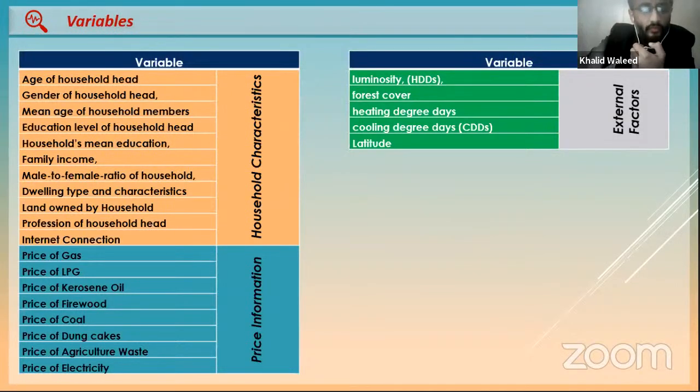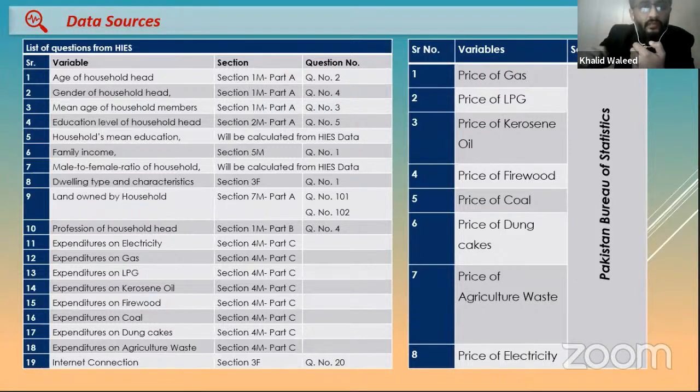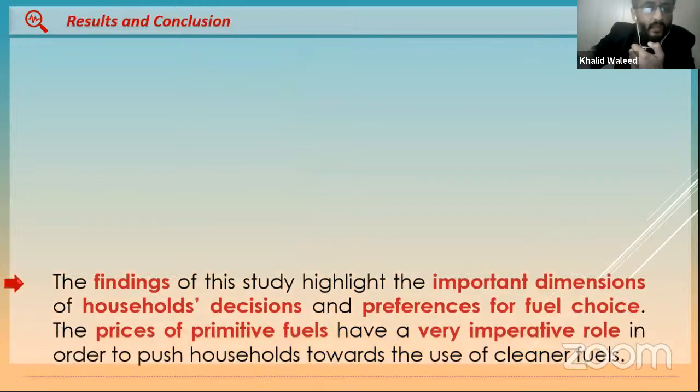Variables which have been used in this study are some household characteristics, which are age of the household head, gender of household head, mean age of household members, family income, male to female ratio, land owned by households, price information of different fuels, and external factors. The household data has been taken from Pakistan Bureau of Statistics, which is a governmental body. They conduct primary research and collect household data, whereas the data of prices has also been taken from Pakistan Bureau of Statistics.